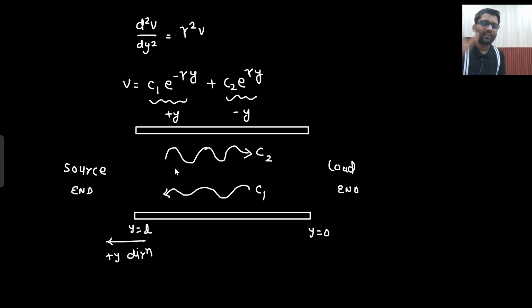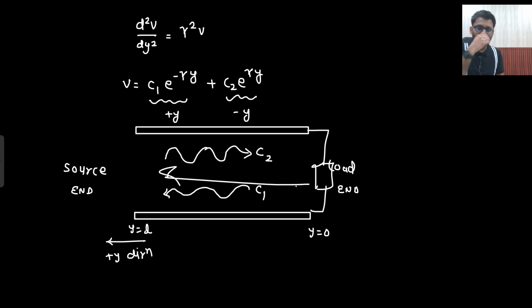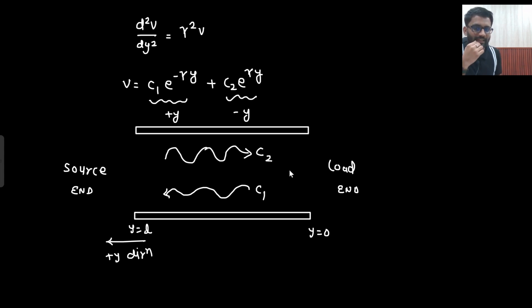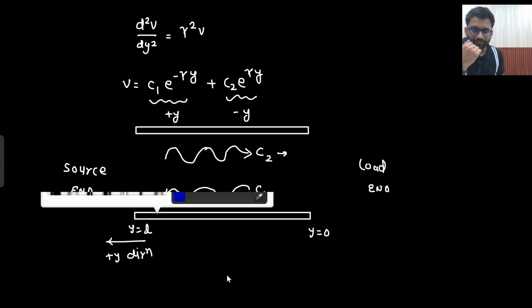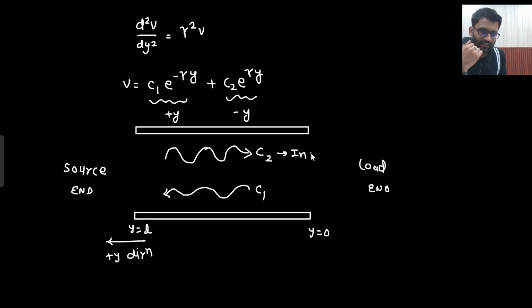What will the source do? It will develop some voltage, then some current, then voltage, current, voltage, current. So this wave is going forward from the source. And after that, here there is the load. So from the load this wave is coming back. So what do you think? Can I call this the load end which I am writing here? Can I call this the incident wave?